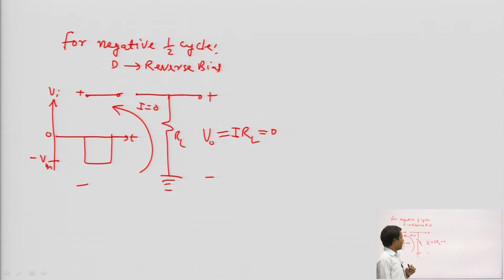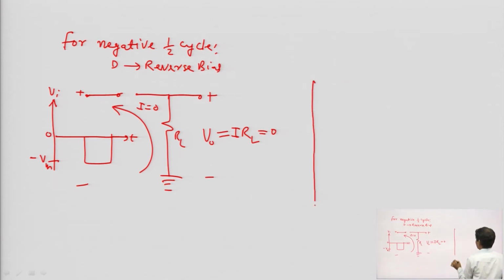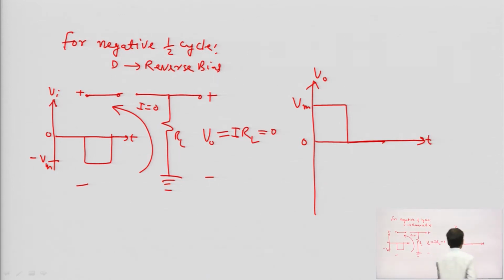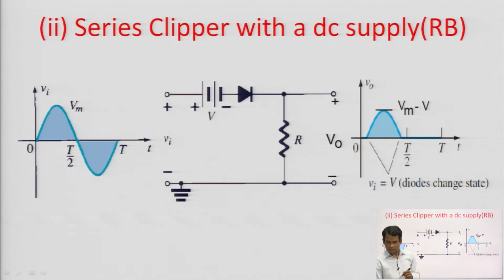The overall output after the complete cycle is this. For the positive half cycle the output was just this, and for the negative half cycle the output becomes 0. This is the output of this circuit. Okay guys, since we can see that the negative half cycle has been removed, that is why this circuit is called series negative clipper. Now I am going to discuss another circuit.